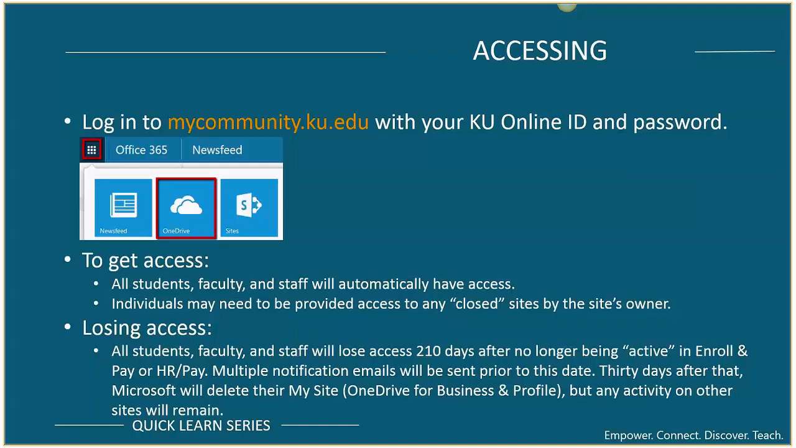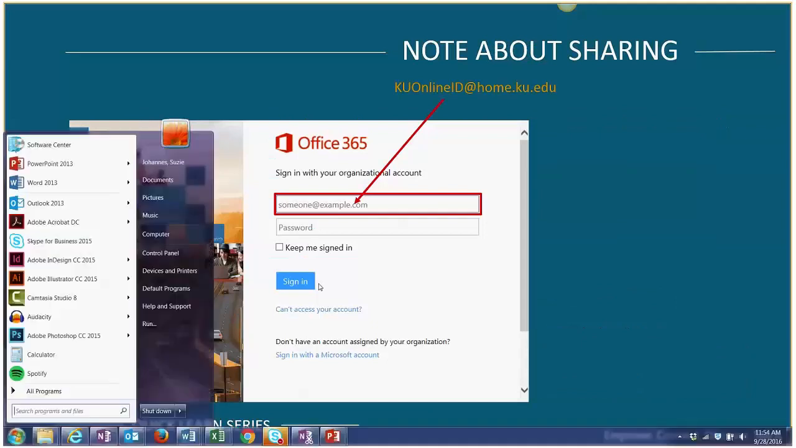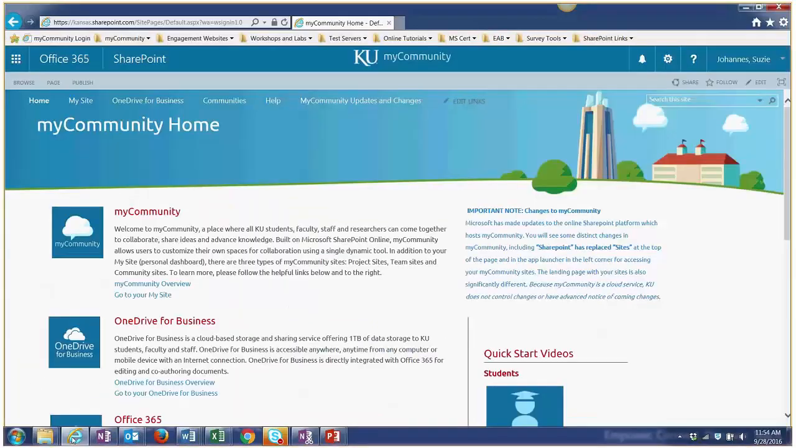I want to talk a little bit about losing access. So this is all great while you are here at the university. And then for about 7 months after you're no longer active in our Enroll and Pay or HR Pay system, you'll still have access when you leave. So up to 7 months after you graduate, you'll want to download the files that you have or move them to another storage location. We'll talk about the best way to do that or the easiest way to do that. So let me jump now to OneDrive and show you.